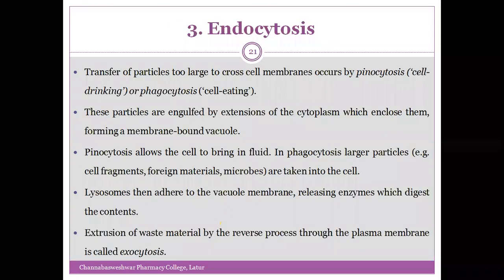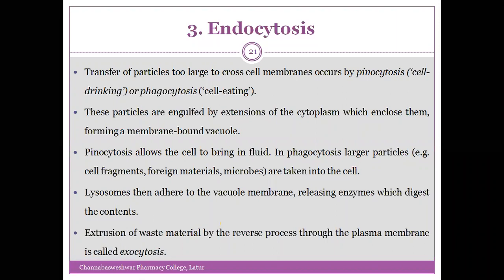So now the last part is the third type of transportation, endocytosis. Some particles too large to cross membranes are transferred by pinocytosis or phagocytosis. Some microbes can also be transported by the endocytosis process. Some substances have high molecular weight, and those high molecular weight substances can be transported by the endocytosis process.